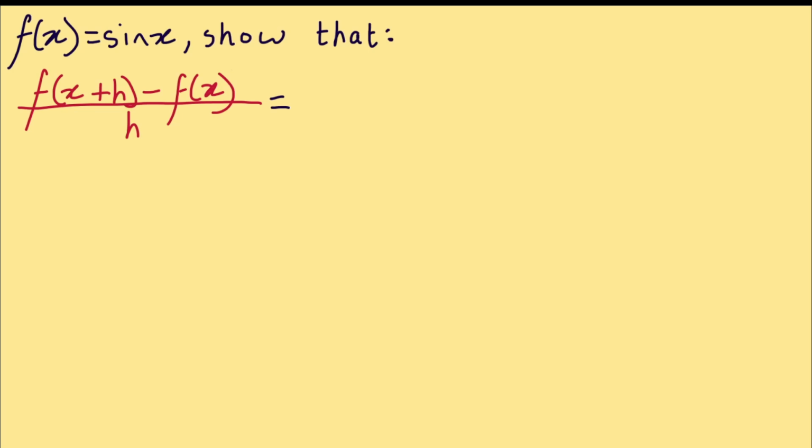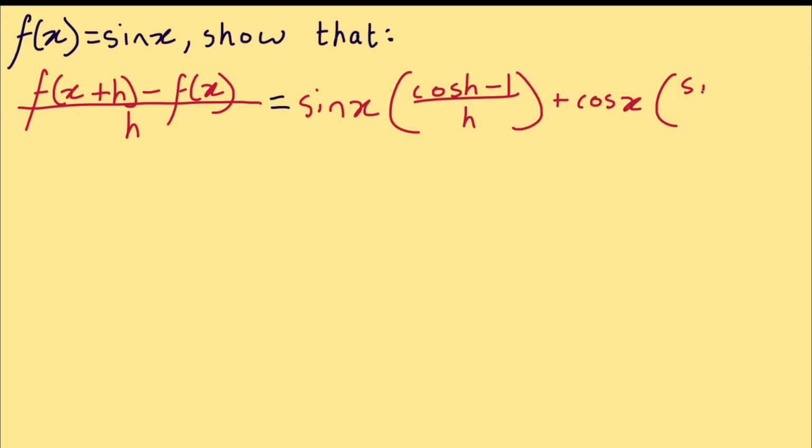Okay, this is the trig identity problem from James Stewart's pre-calculus textbook, and basically it's asking: if f is sine, then you have to prove this equation. I'll write it out really quickly. Now it looks kind of big, but I'll go through it really slowly.